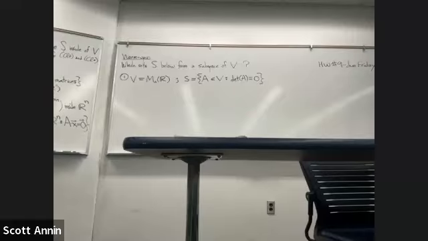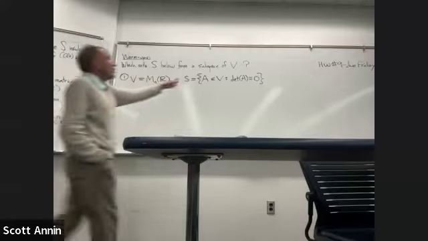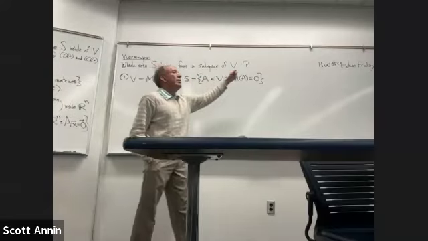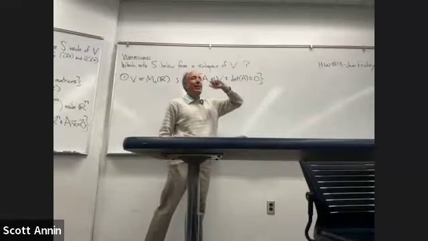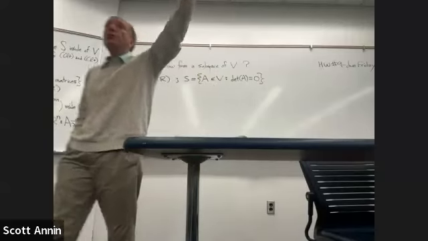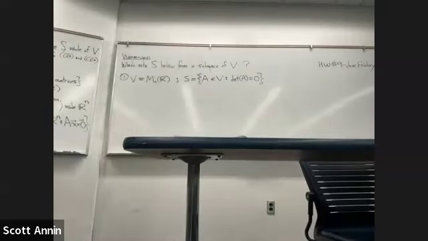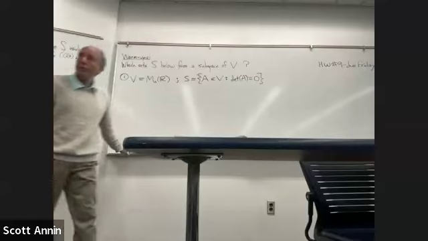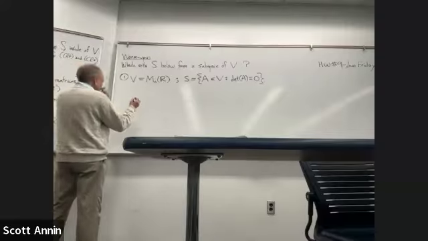This is the opposite, though. This is saying these are the matrices that are not invertible, right? If the determinant of A equals 0, that's the matrices that are not invertible. And the question is, are those going to form a subspace? So let's think about this for a second.